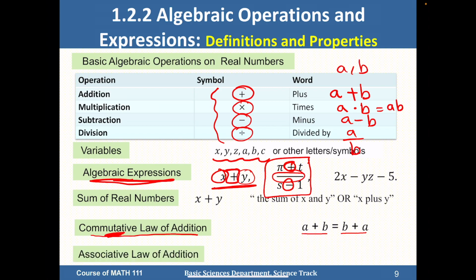The associative law of addition: when I have three values, a, b, and c, and I want to add them together, I can add the first two, then add the result to the third one, or I add the last two, then add the result to the first one. This gives me exactly the same value, okay?